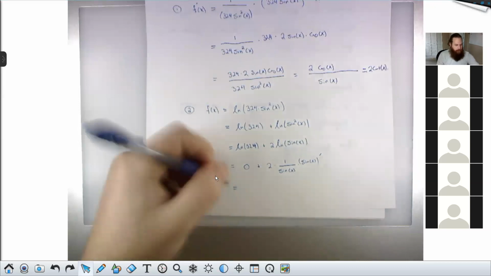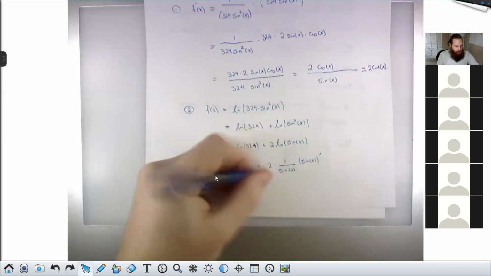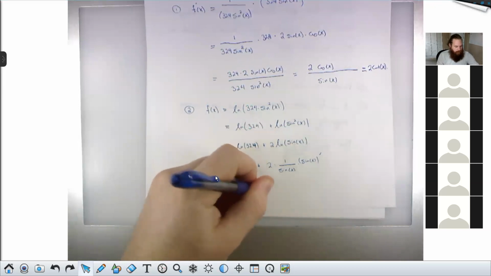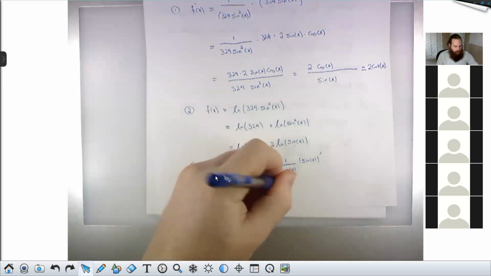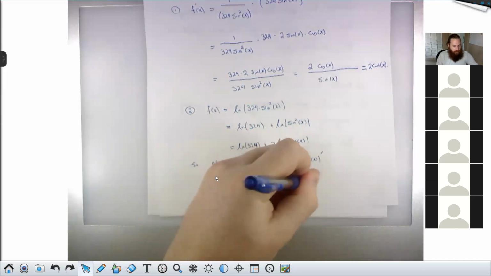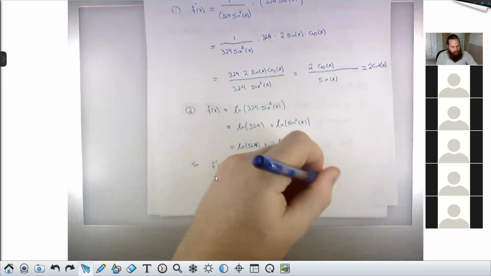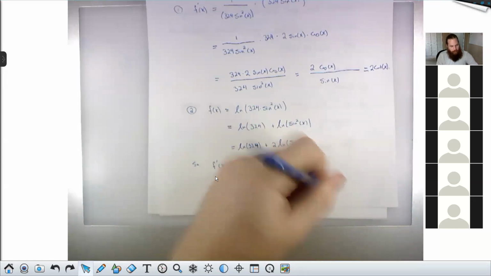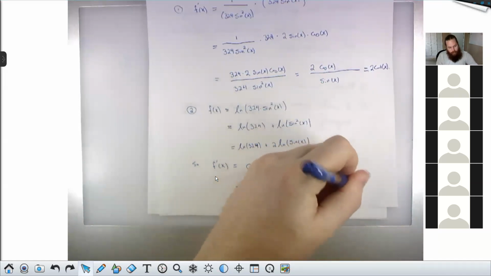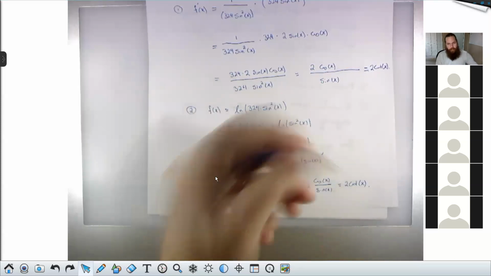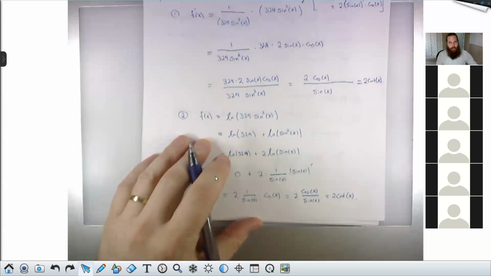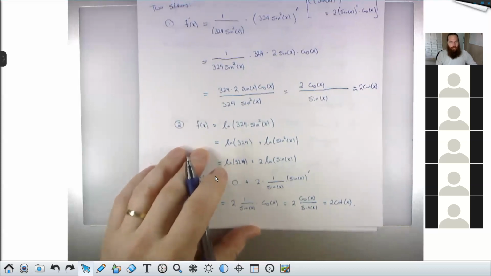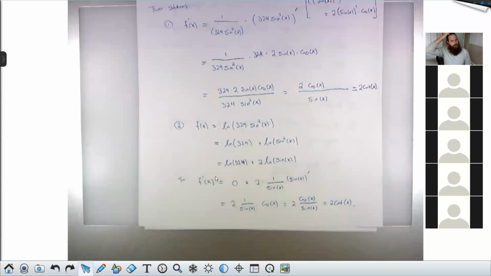So f prime of x is 2 times 1 over sine x times cosine x, which is 2 cos x over sine x like we had before, which you could rewrite as 2 cotangent of x if you wanted to. So I much prefer the second solution. And that's kind of the point of this problem, is to see that this function is easier to differentiate if you expand out the logarithm term first, because it saves you from having to do this chain rule piece with sine squared.